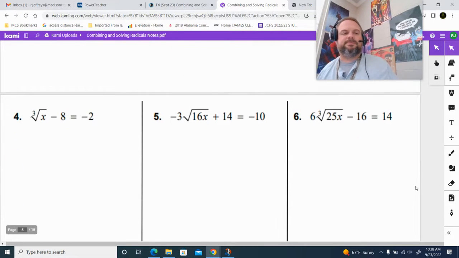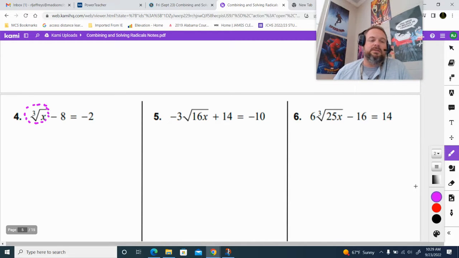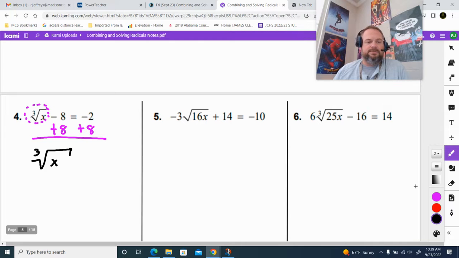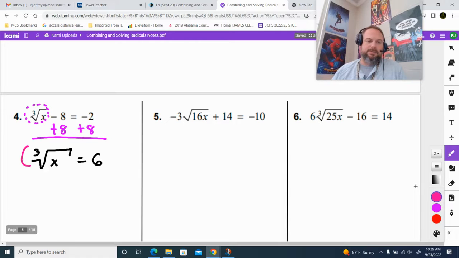Okay, so number 4, first thing we would need to do, this is my radical. I need to add 8 to both sides first to isolate the radical. And then you would cube it. And then you get 216.